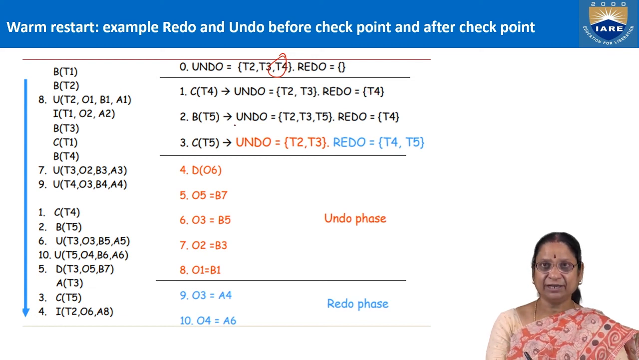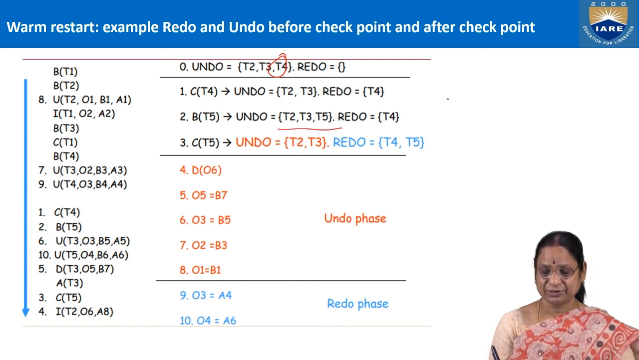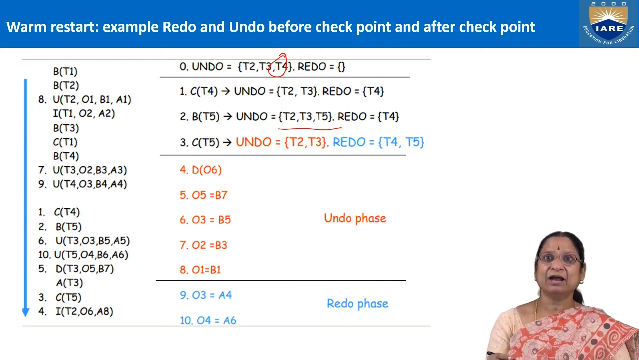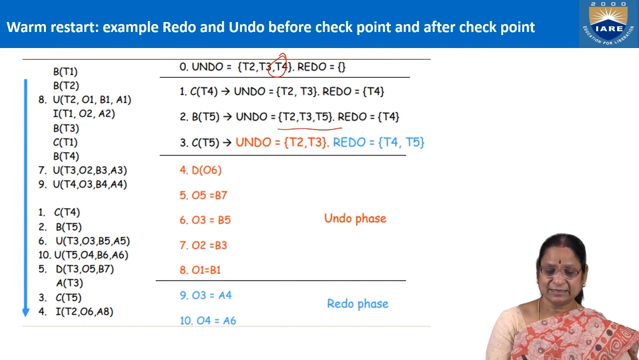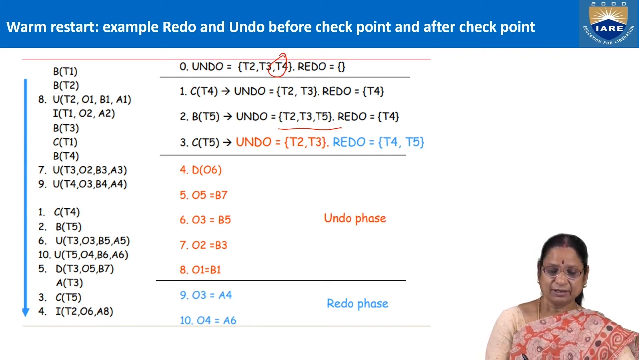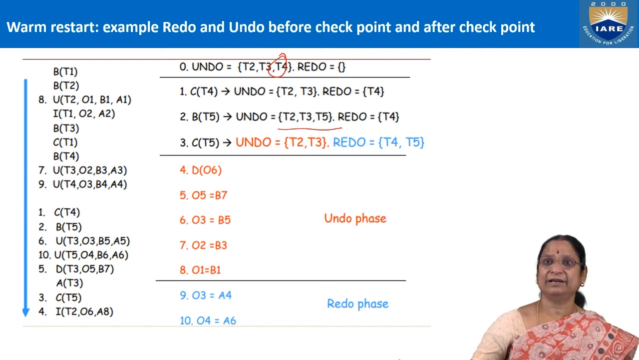Begin T5. Begin T5 means one more is added to the undo list. T5 added to the undo list, and redo remains. Then commit T5 is there. Commit T5 means our T5 is completed. So what are we supposed to do? We have to remove T5 from undo and add it to the redo list. Then T2 is going to be undone, T3 is going to be undone, T4 is going to be redone, T5 is going to be redone.